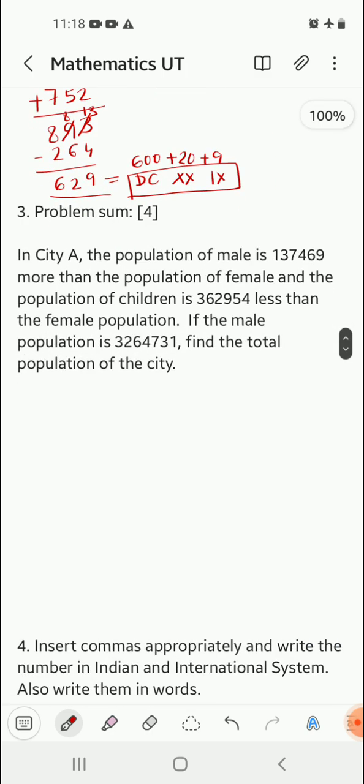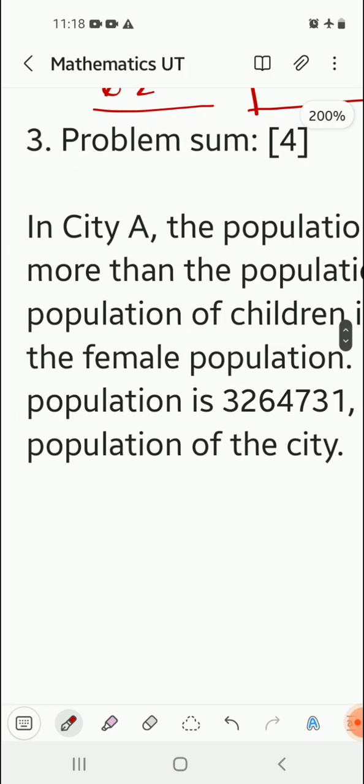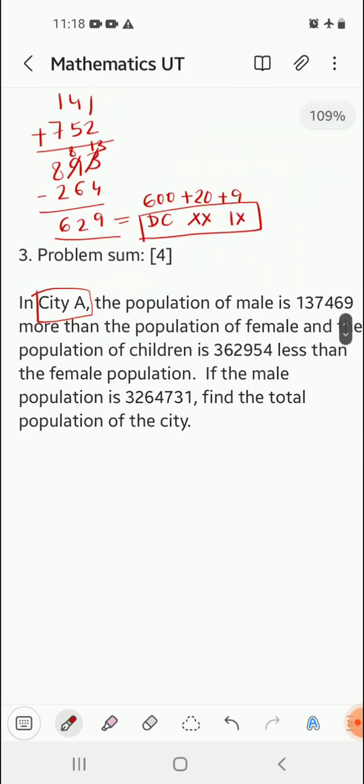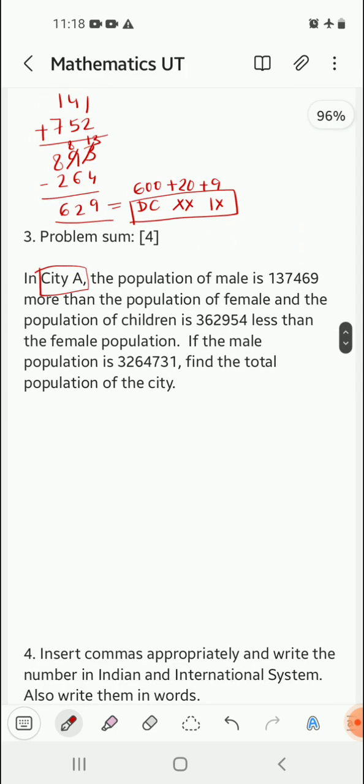Moving on to the problem sum. It says that there is a city A. The population of male is 137469 more than the population of female, and the population of children is these many numbers less than the number of female population. Now if the male population is this, then we have to find the total population.